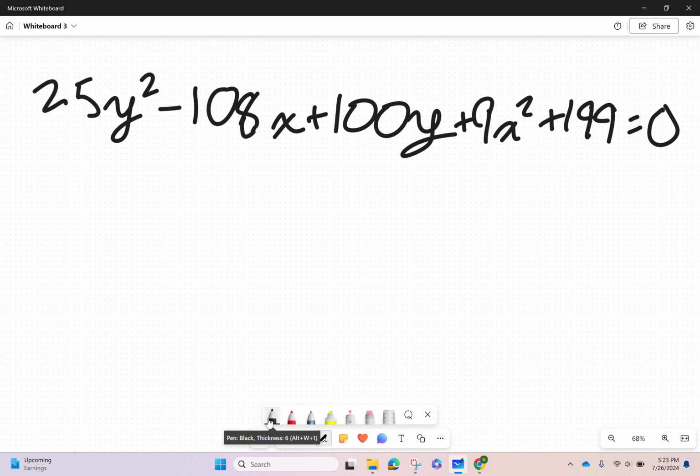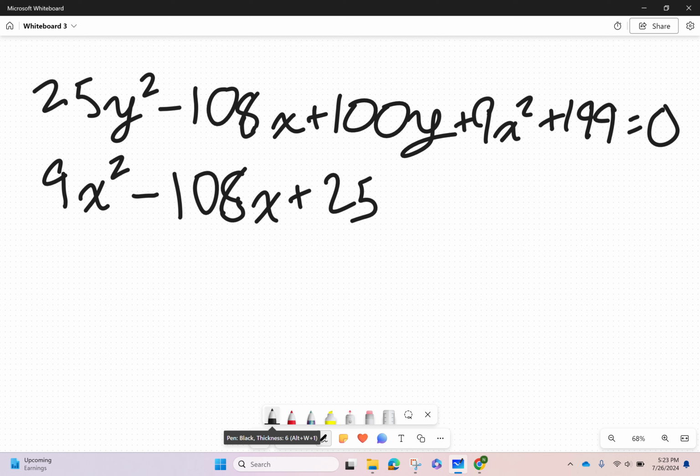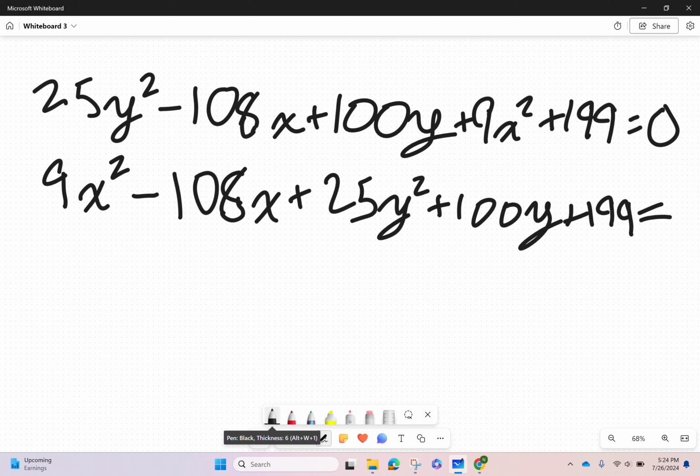I want to group my variables together. So I'm going to start with my x because that's how I like to do it. So 9x squared minus 108x plus 25y squared plus 100y plus 199. That's all equal to 0.